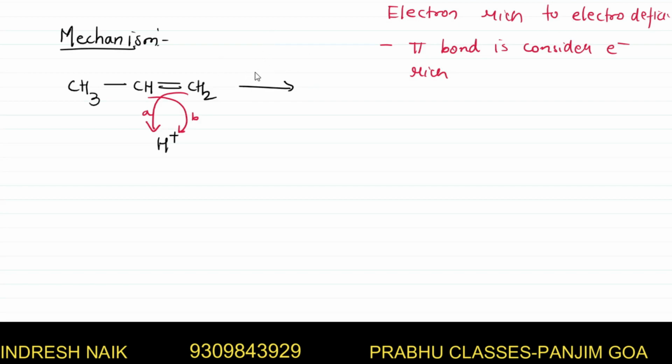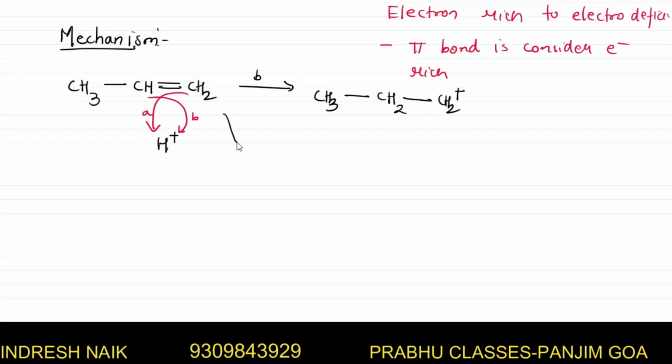Let's do B first. If it is via B, then CH3, who will get the hydrogen? This carbon is going to get the hydrogen, so instead of CH, it will become CH2. And who will lose the electron in that case? This carbon is going to lose the electron in this case. So this is CH2 plus.